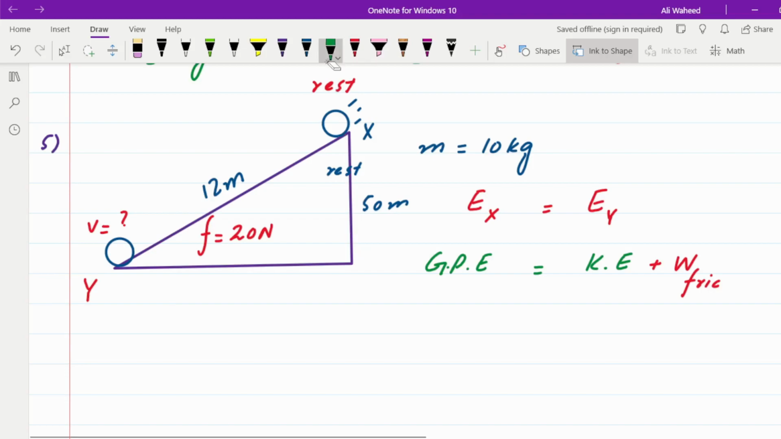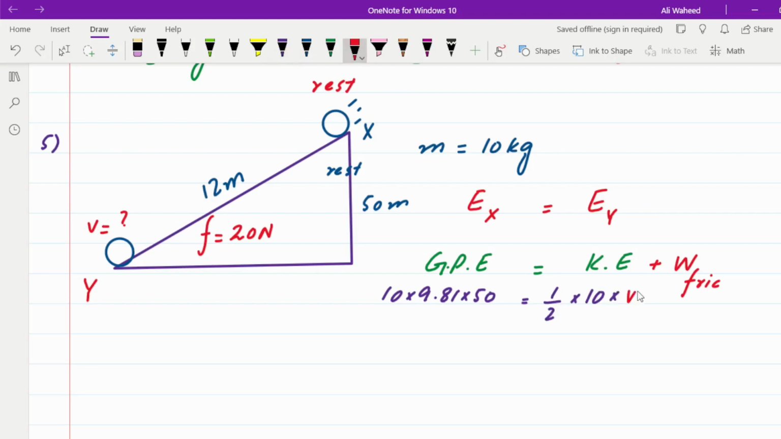Now what is the work done? Sorry, what is the change in GPE? That is mgh. So 10 times 9.81 times 50, and that equals KE, which is 1/2 times 10 times v square, plus work done against friction, which is 20, times distance, which is 12. From here you can find v square, and then find the answer for v.